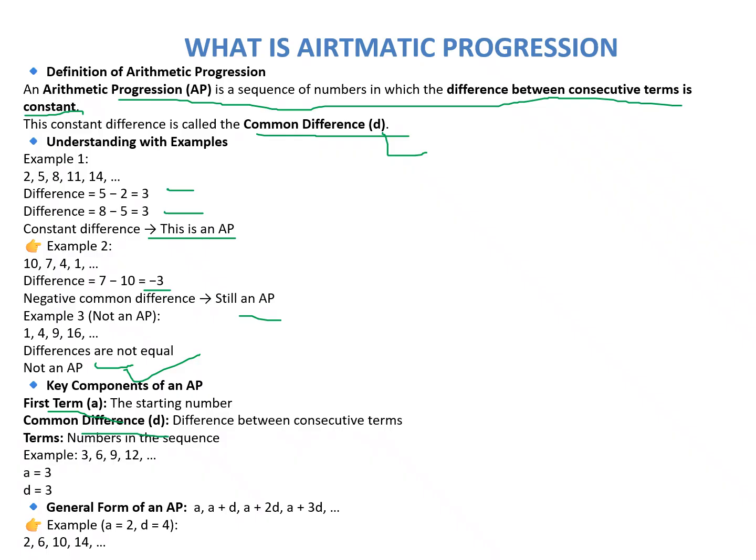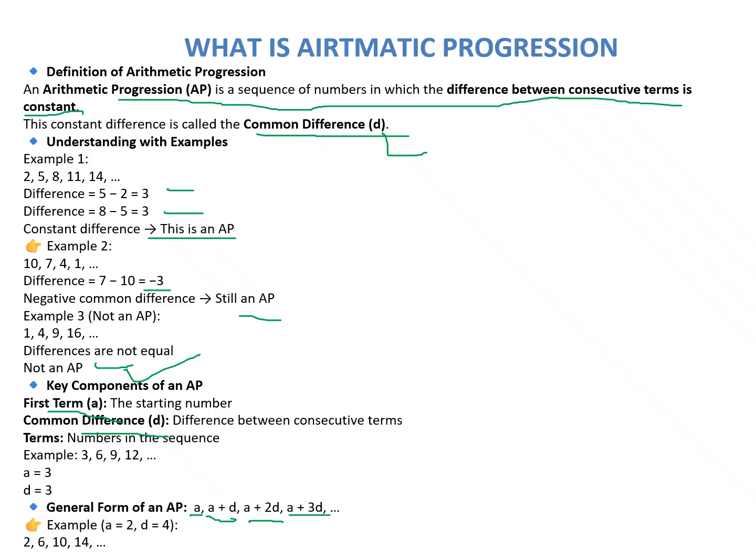So when we add A plus D, it will give us the next term. A is the first term. When we add A plus D, it gives the second term. When we add A plus 2D, it will be the third term. When we add A plus 3D, it will be the fourth term. So D is common, and hence we have to multiply D with the incremental number to get the next number in the series.